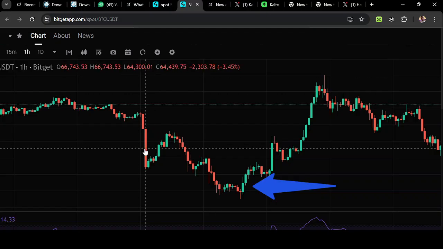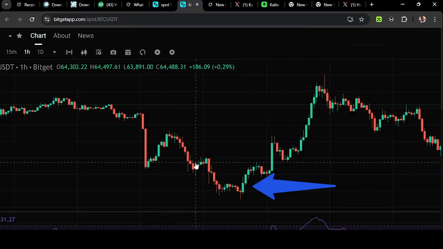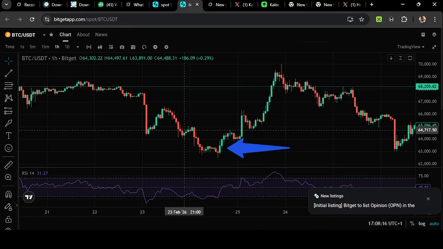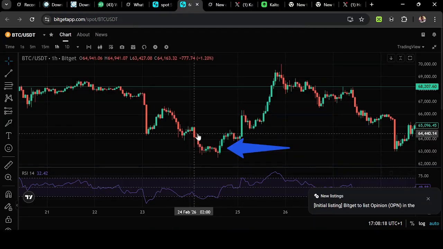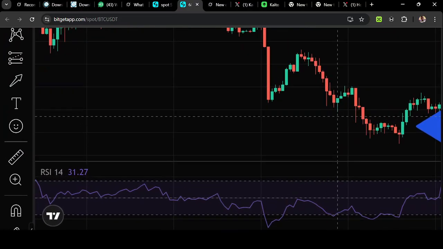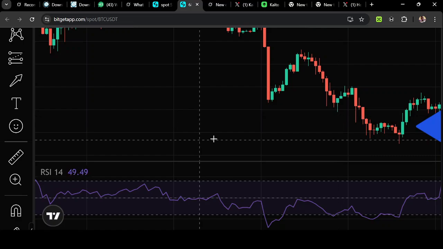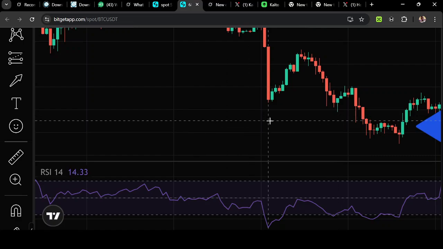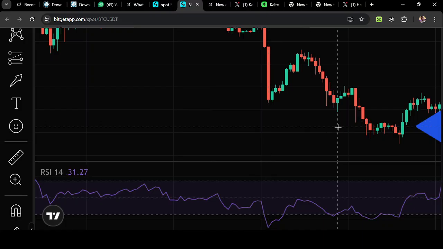Now you can see that the lowest price was 64. All right, now when it came down to this point, the lowest price was 63,000 something. So I expect the RSI to also be lower, but let's see if there was any clear divergence. When it came to that lower point, this one was 14. Then for the lower one, the RSI should go lower, but it is now higher. So there's a divergence here.